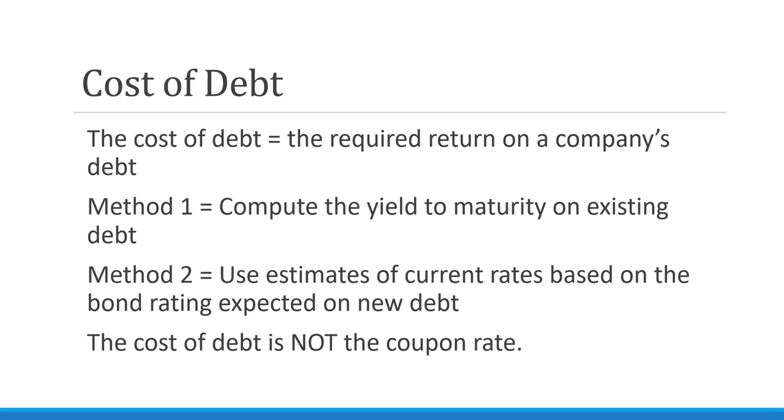The cost of debt is not equal to the coupon rate. So the coupon rate was the rate when the bond was issued, and if it's been 10 years since the bond was issued, that is not what the required return within the market rate is. So the yield to maturity is more appropriate for cost of debt.